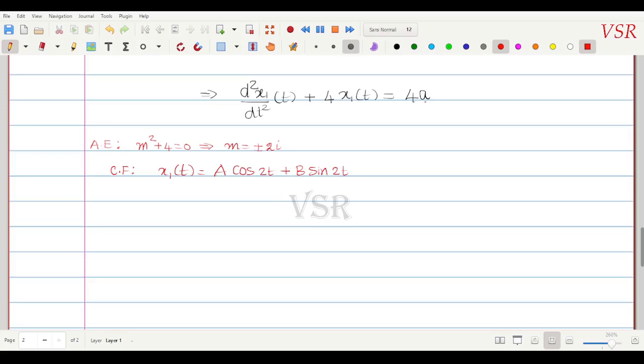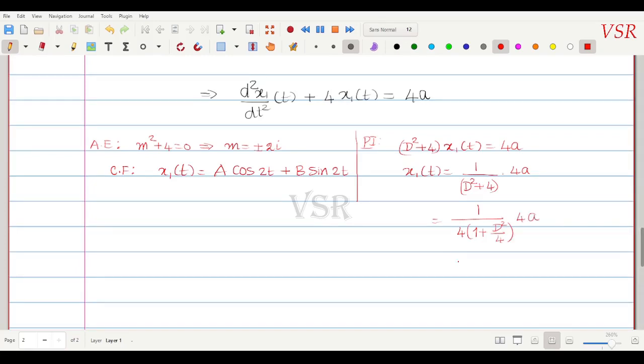Now the right side is 4a. So I am going to calculate the particular integral. We can write d square plus 4 into x1 of t equal to 4a. So x1 of t equals 1 divided by d square plus 4 times 4a, which is equal to 1 divided by 4 into 1 plus d square by 4 times 4a.